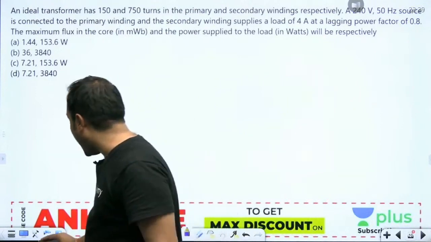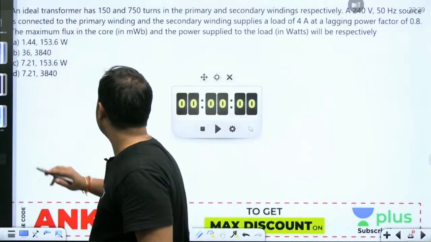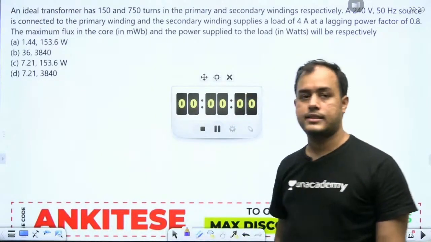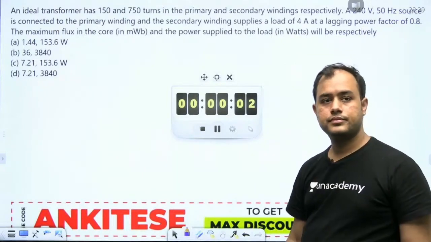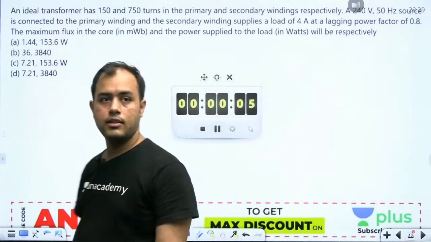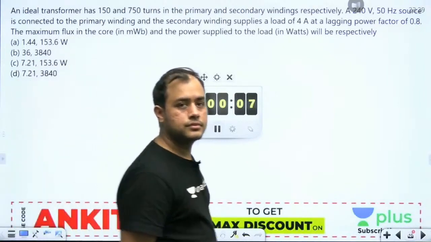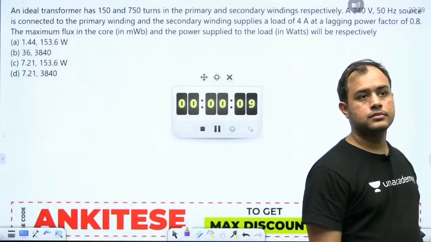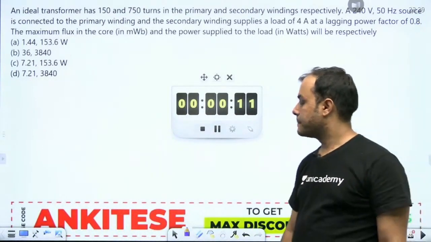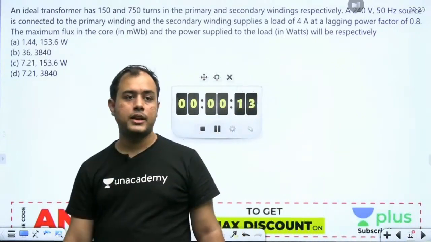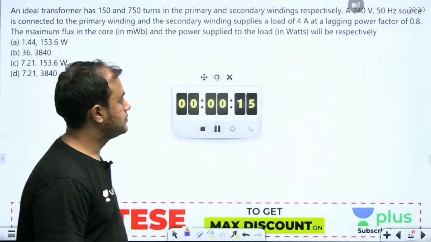In this question, we have to find two quantities. So I am giving you 2 minutes. Come on. The timer is running. Come on, get started, guys.